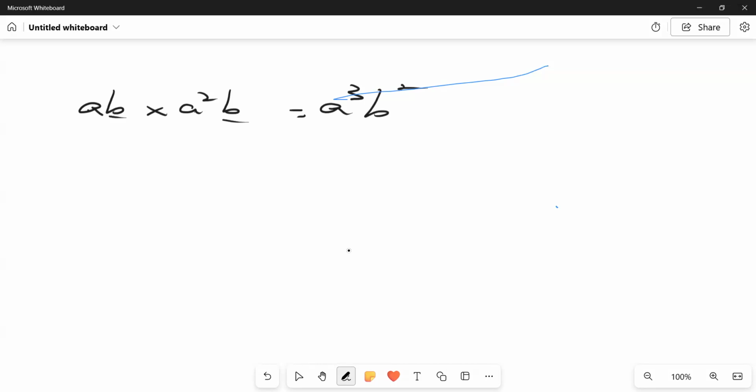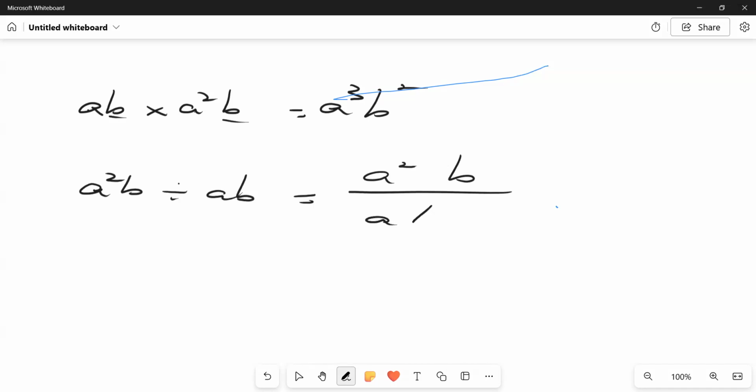If you have to divide, let's say you have to divide a squared b by ab, you can write them as a squared b over ab, and you cancel. b into b is 1, b into b is 1, a into a is 1, a into a squared will give you a, and you end up with a as the answer. So that's a little bit of division there.